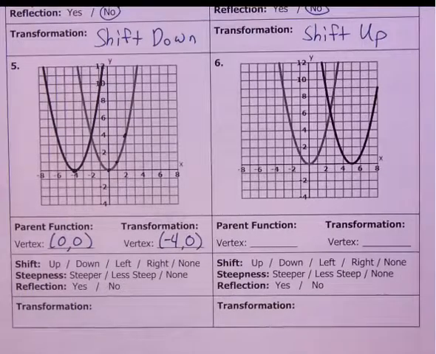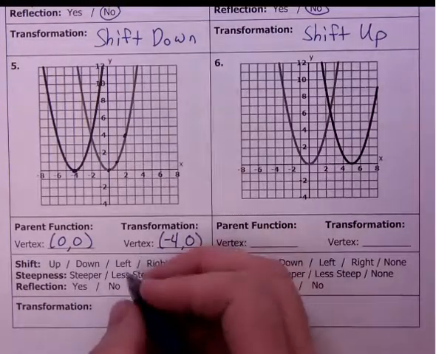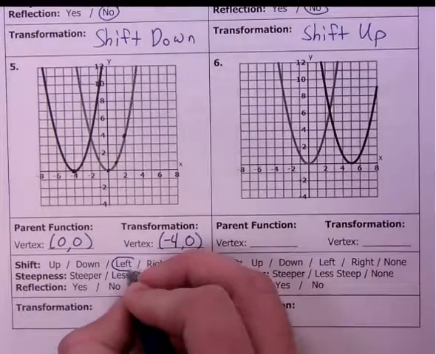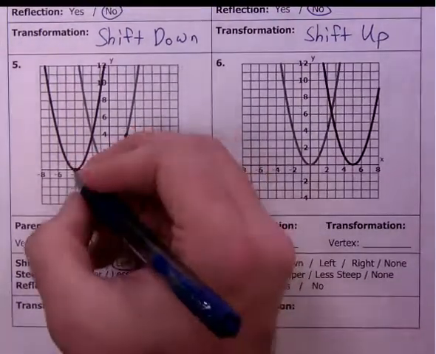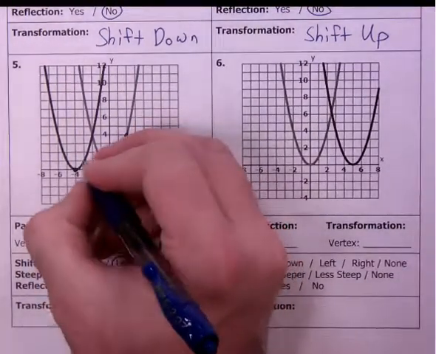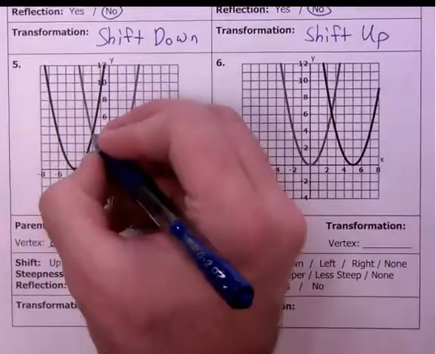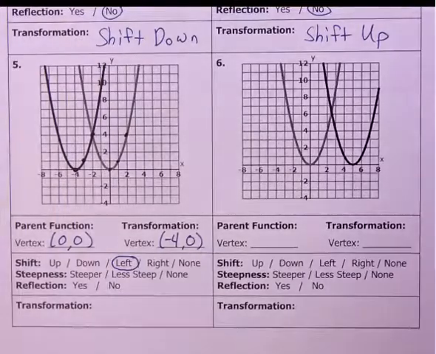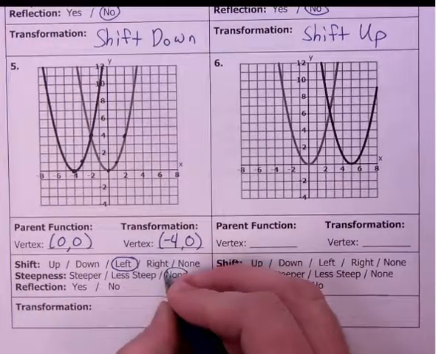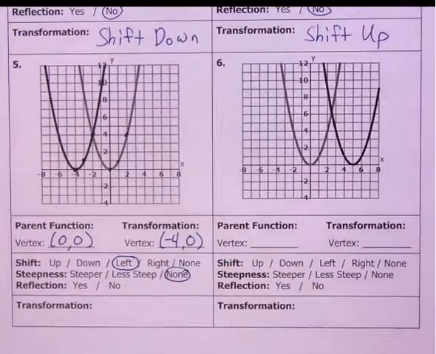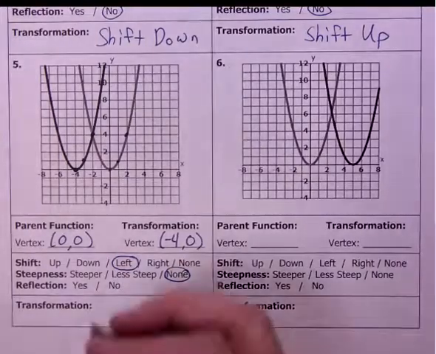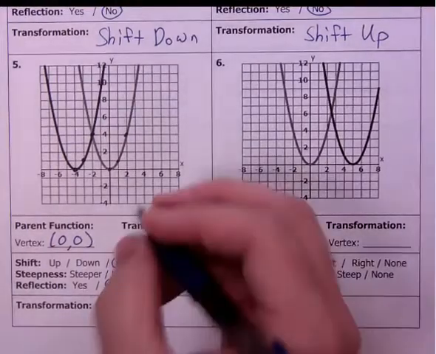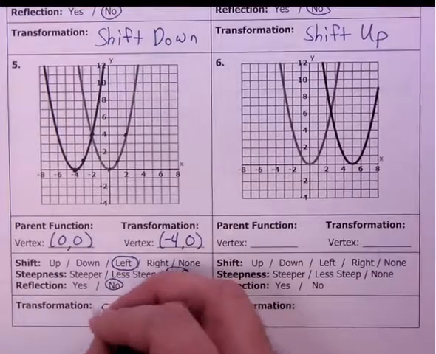This time we shifted obviously to our left. From our new vertex, we go over 1, up 1, which is on the line. We go over 2, up 4, which is also on the line. So it has the same steepness, so we're going to say none. And then when it comes to reflection, it's still going in the same direction, so we're going to say no reflection. So this is obviously a shift left.